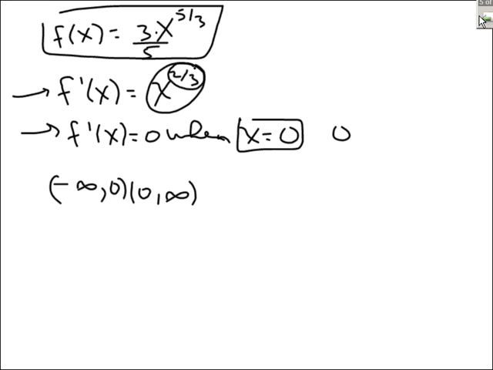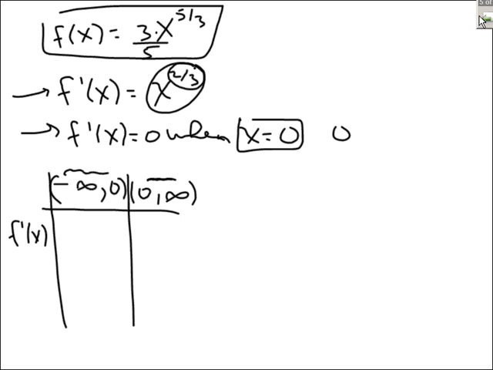Every number is in one of those intervals, like 7 is somewhere between 0 and infinity. The number pi, which is a little more than 3, is between 0 and infinity. All the negative numbers are there. The only number that is not in an interval is 0. Okay, now let's look at the first derivative.